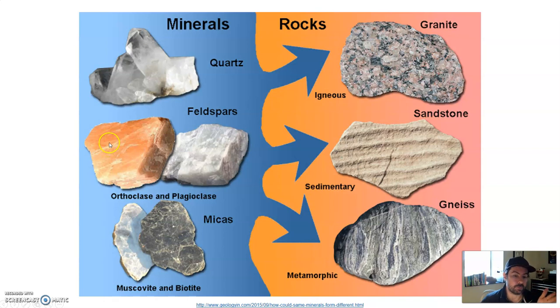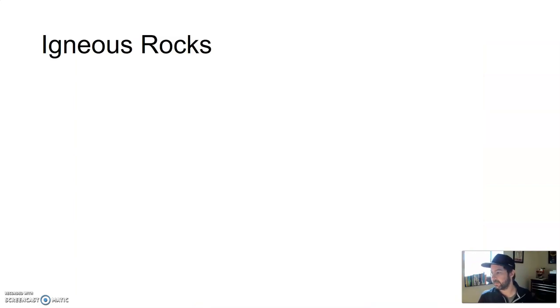So just because they're different rocks, technically, they're still all made up of the same stuff, just altered from one state to the next. So that's how minerals typically make up rocks. Typically, two or more minerals make up a rock.